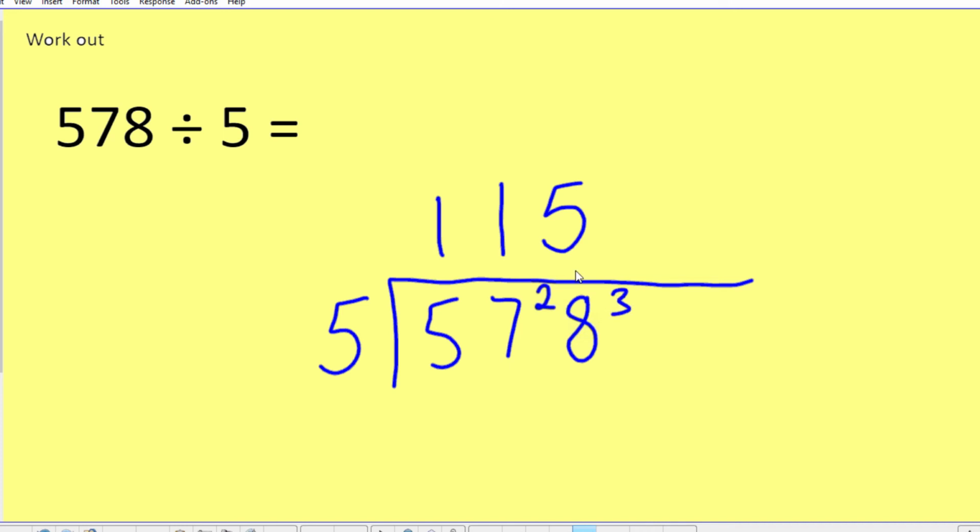Okay, but we've run out of numbers here. So when we run out of big numbers, we put our point. Okay, 5s into 3 can't go. 5s into 30, now we put an extra 0 on. 5s into 30 is 6. So our answer here is 115.6.